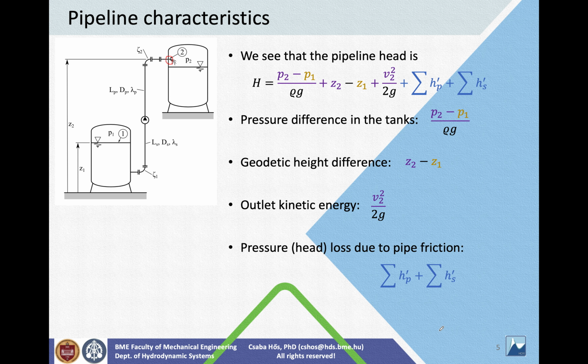And finally we have the pipe frictions, okay, here. So this is what the head of the pump is, what we need for a given flow rate. And now we will have a closer look on how to estimate these terms, okay? So that is, again, the frictional pressure drop on the suction side of the pipeline system and on the pressure side of the pipeline system.